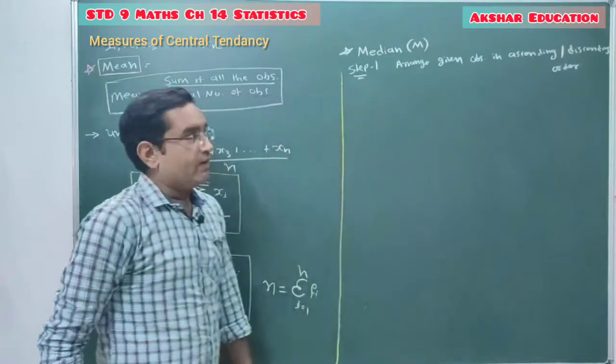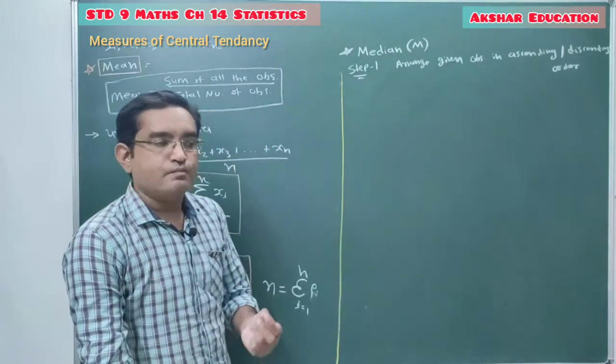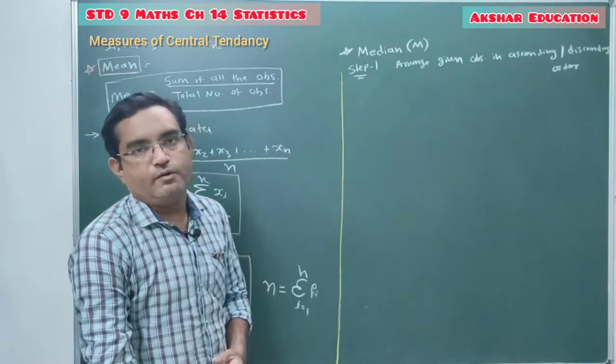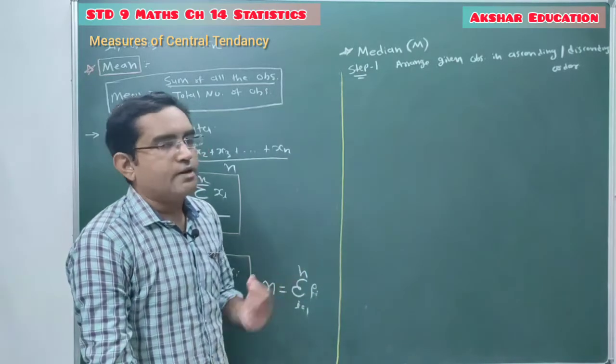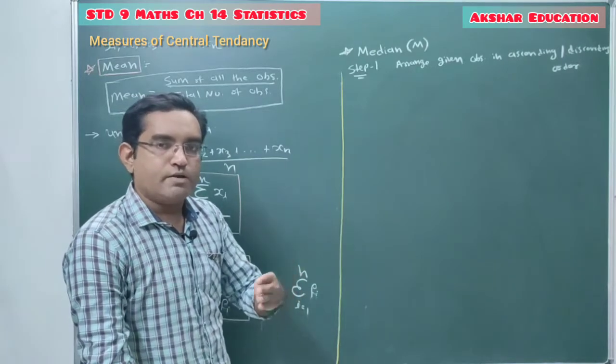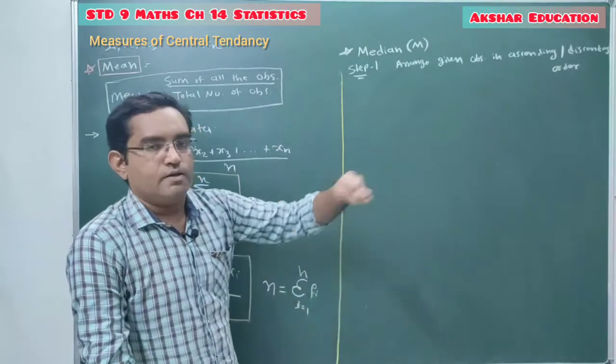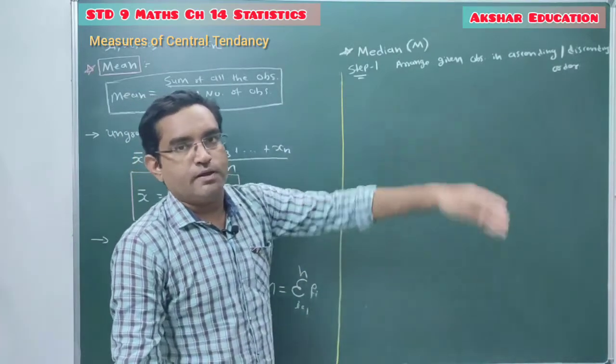First step to find the median of any given data is to arrange the given observations into ascending order or descending order. What is the meaning of ascending order? Ascending order means the observations start from the lowest value, lowest to highest, है ना. जैसे जैसे आगे बढ़ेंगे वैल्यू इंक्रीज होती जाएगी.